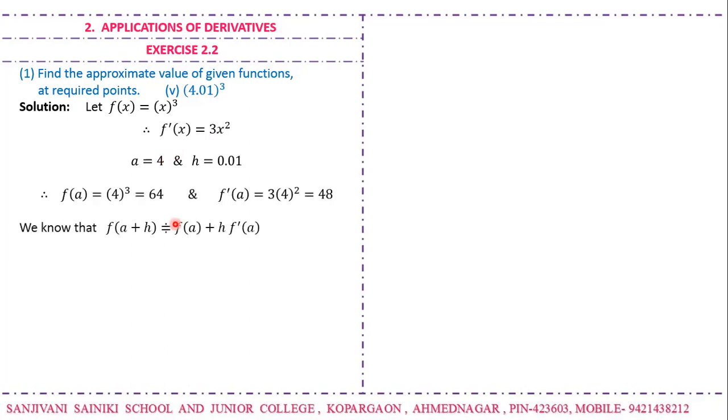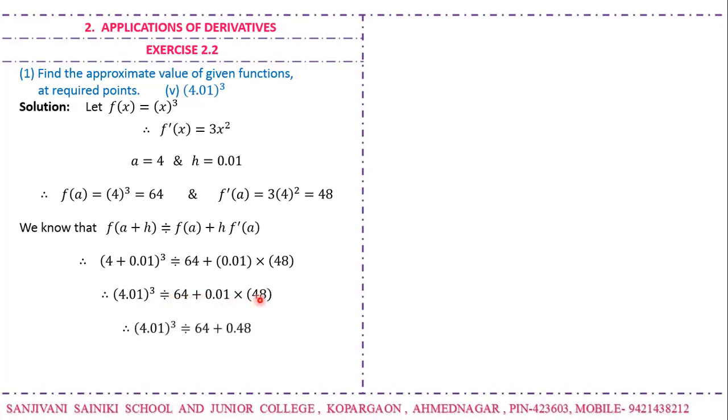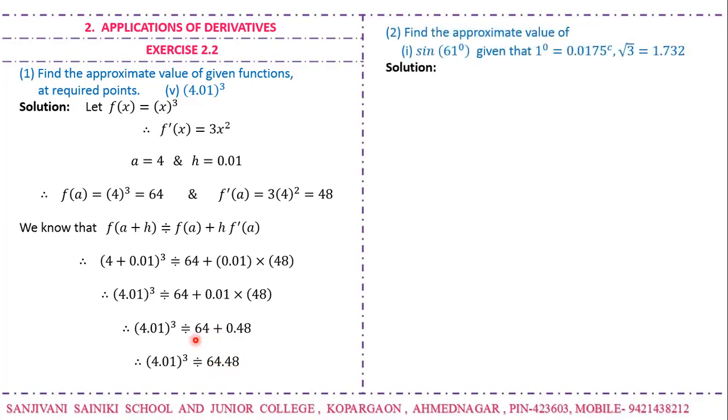So using the formula, f of a plus h is approximately equal to f of a plus h f dash at a. Using these given values and the value of f of x at x is equal to a and f dash at x is equal to a, we get 4.01 raised to cube is approximately equal to 64 plus 0.01 into 48. Take their multiplication and take their addition. You will get the cube is approximately equal to 64.48. Now the next problem is related to the trigonometry.